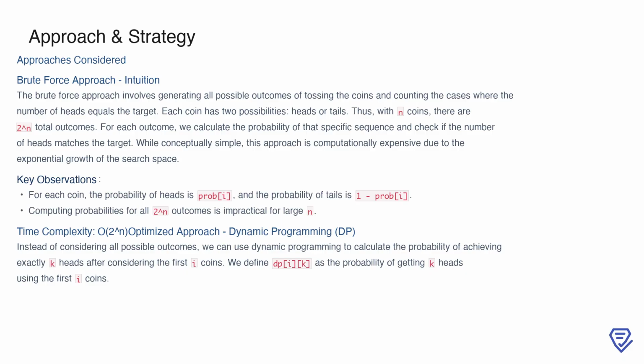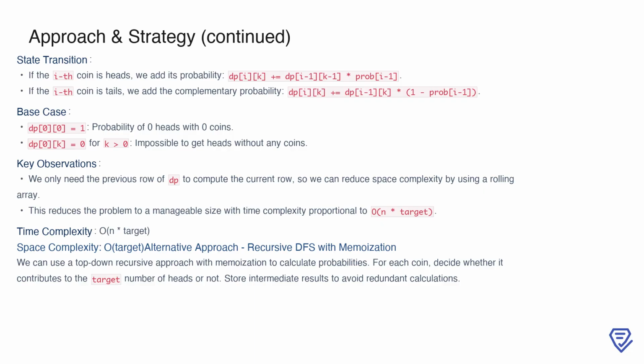Here, we define dp[i][k] as the probability of achieving exactly k heads after considering the first i coins. This significantly reduces the computational burden by avoiding the need to explicitly generate all possible outcomes. The dynamic programming approach relies on a state transition to calculate probabilities incrementally. If the ith coin lands heads, its probability contributes to the target as dp[i][k] += dp[i-1][k-1] * prob[i-1]. If the coin lands tails, the complementary probability is added as dp[i][k] += dp[i-1][k] * (1 - prob[i-1]).